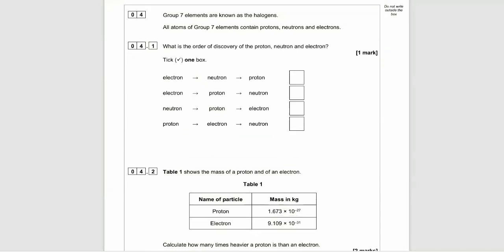So we're now on to question 4.1. Group 7 elements known as halogens. All of the atoms of group 7 elements contain protons, neutrons, and electrons. What's the order of discovery of the proton, neutron, and electron?